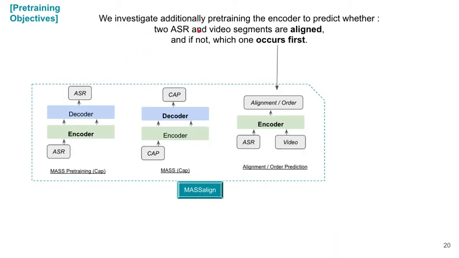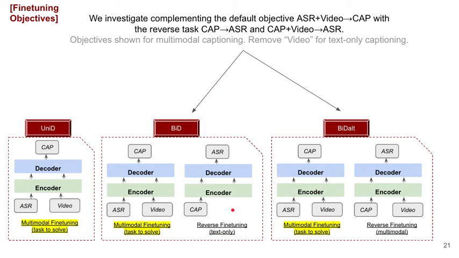We also investigate another approach. We will sample one ASR and one video segment, and the encoder will have to predict if the two are aligned, meaning they occur at the same time, or if they are not aligned, which one occurs first. We will combine this objective with the text-only mask, and we'll denote this as mask align in the experiments. So this is all for the pre-training objectives.